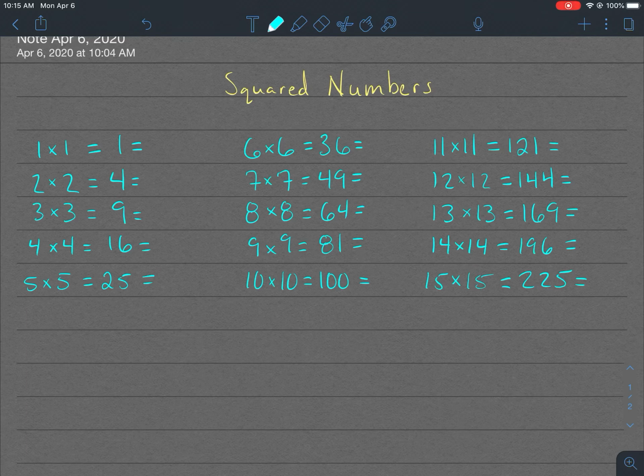1 times 1 is 1, which is also 1 squared. 2 times 2, which is 4, is also 2 squared. 3 times 3, which is 9, is also equal to 3 squared. 4 by 4 is 16, which is also 4 squared. Hopefully you see a pattern developing here. And we just keep going. This is 5 squared, 6 squared, 7 squared, 8 squared, 9 squared, 10 squared, 11 squared, 12 squared, 13 squared, 14 squared, and 15 squared.